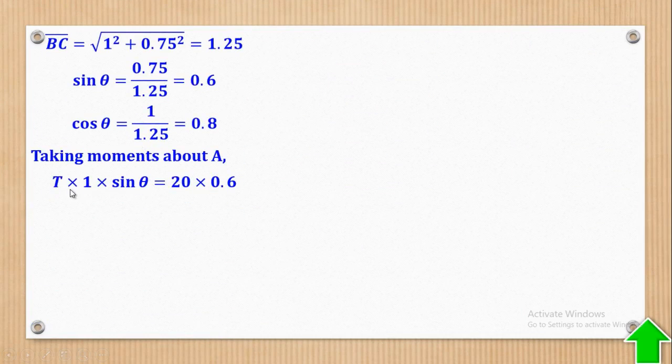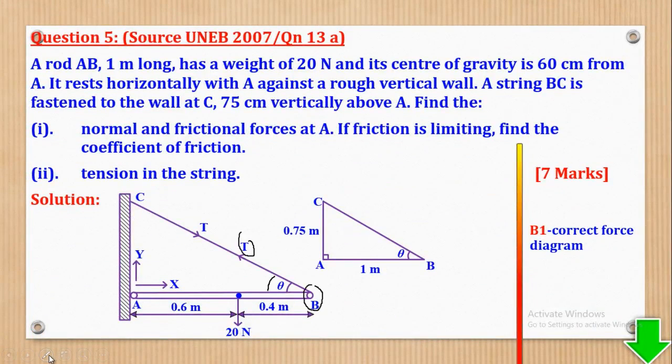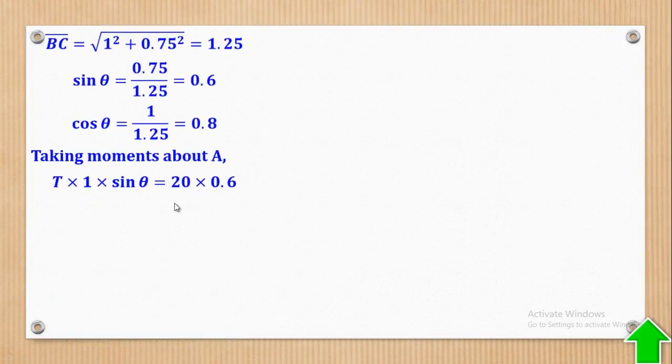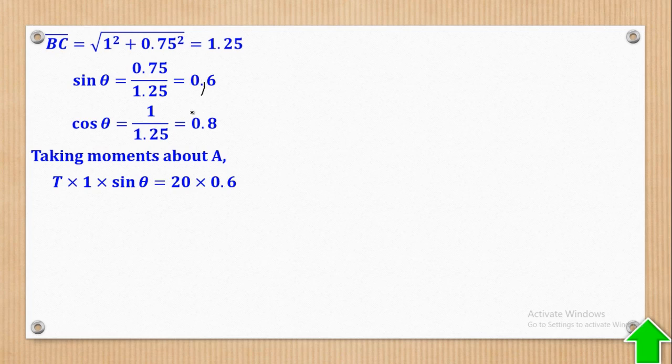So that's where this is coming from, T times sine theta. Then for the 20, this angle is 90, meaning the moment will be 20 times 0.6. That is where 20 times 0.6 is coming from. The good thing is I already know the value of sine theta, so I'll substitute for it here to remain with T as the only unknown. Therefore T is equal to 20 newtons.